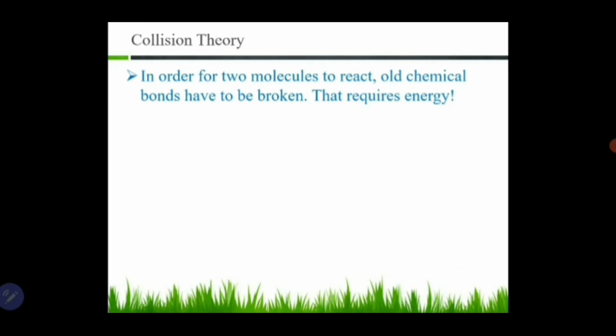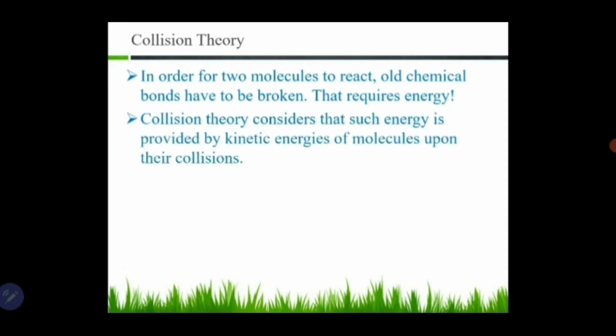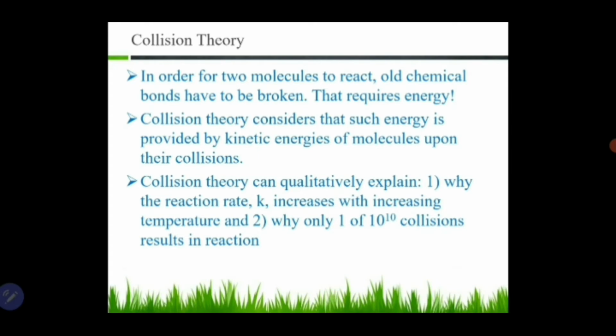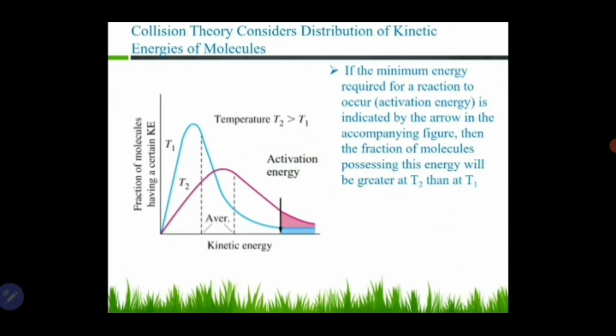As per the collision theory, in order for two molecules to react, the chemical bonds have to be broken. That requires energy, as I have already told you. Collision theory considers that such energy is provided by the kinetic energies of the molecules upon their collisions. Looking at the energy profile diagram, collision theory can qualitatively explain why the reaction rate constant k increases with an increase in temperature, and why only 1 out of 10 raised to 10 collisions results in a reaction. That's what I just told you. So collision theory considers the distribution of the kinetic energies of the molecules.